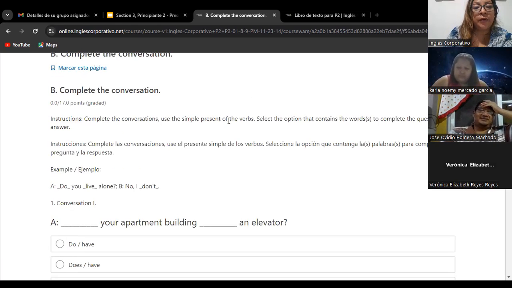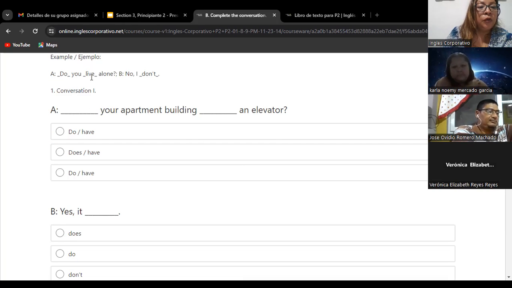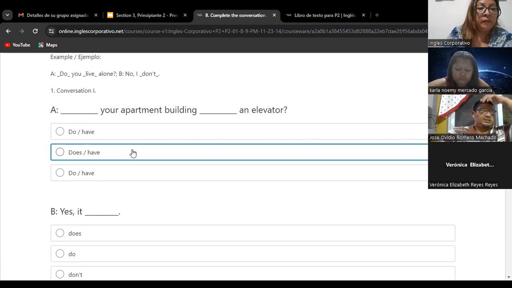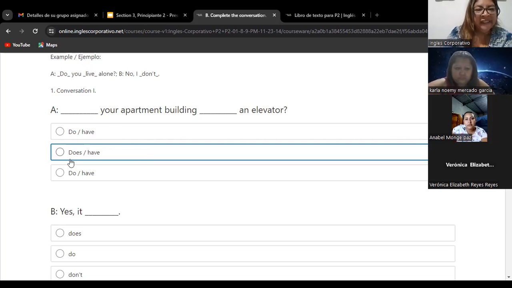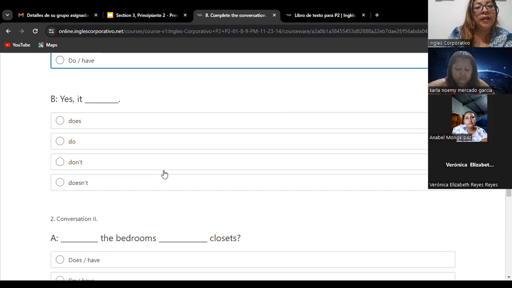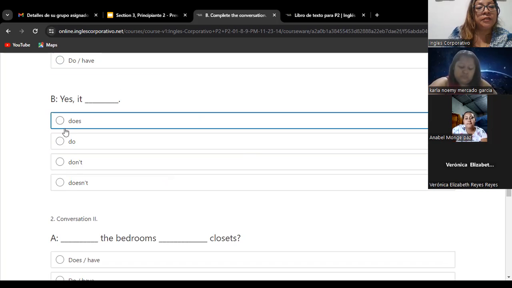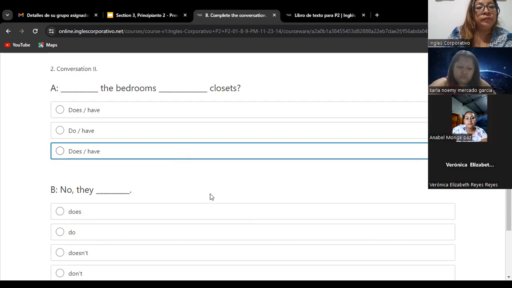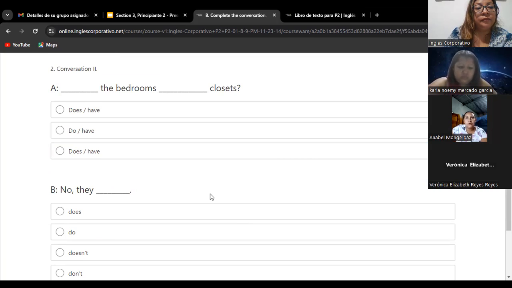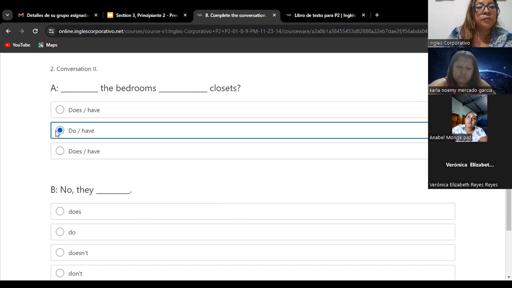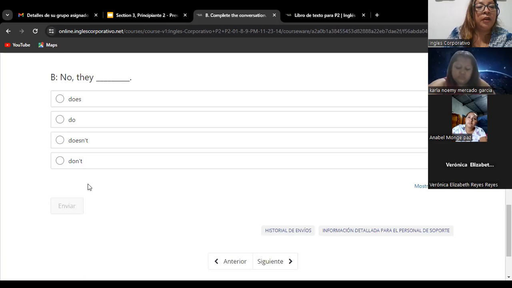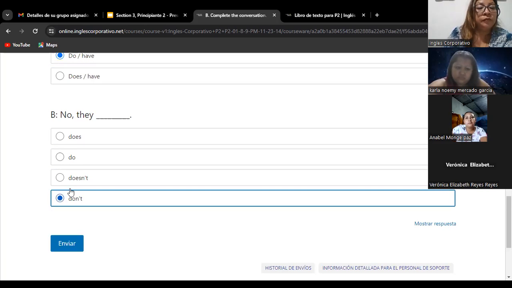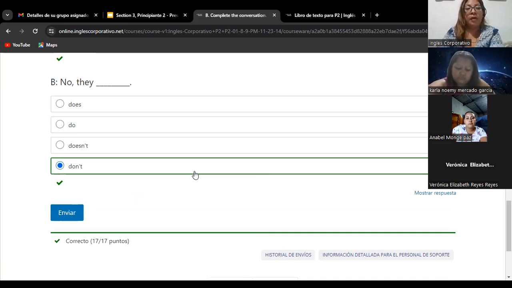Complete the conversation. Use the simple present of the verb. Select the option that contains the two words. Okay. Do you live alone? No, I don't. Number one. Does your apartment building have an elevator? An elevator? Okay, correct. Yes, it does. Yes, it does. Correct. Number two. Do the bedrooms have closets? No, they don't. Don't. Okay, good.